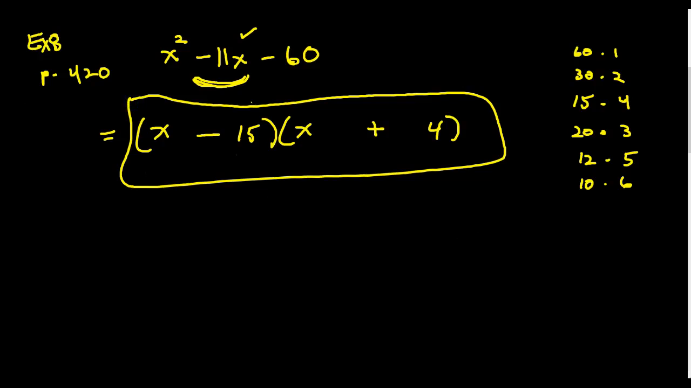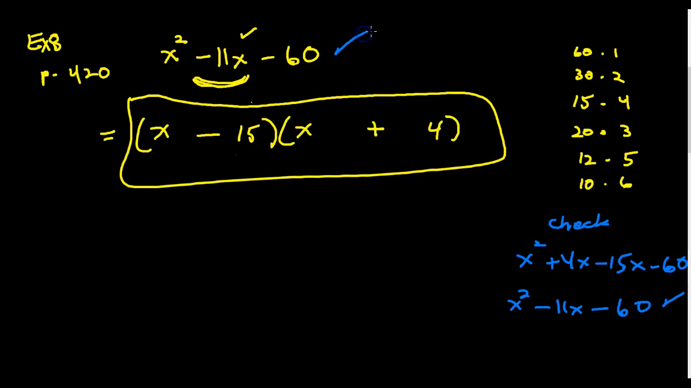And again, if I want to check it, I'll do it in a different color. The first product, x times x, x squared. The outer product, plus 4x. The inner product, minus 15x. And the last product is minus 60. So I've got x squared minus 11x minus 60 as my product, and indeed that does check with what I had originally. All right, final answer.